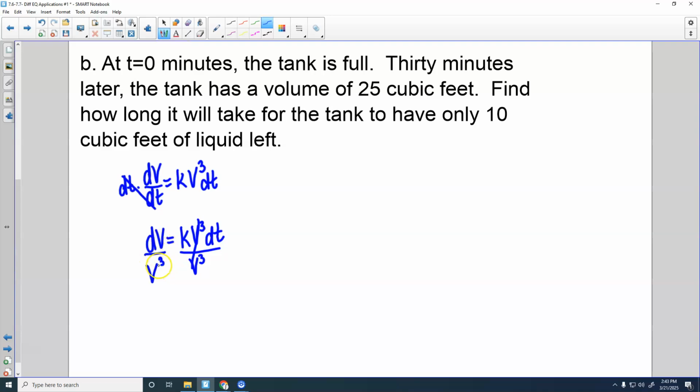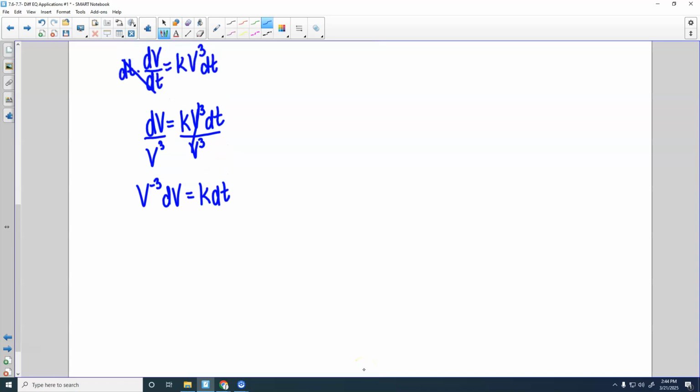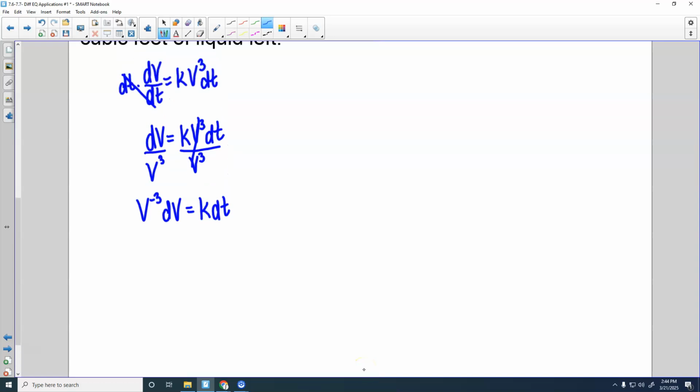So how else could I write dV over V cubed? V to the negative third dV would be beautiful. And then we've got K dt over here. It feels like K is a variable, but it's just a constant. So we just treat it like it's a 2 or a 7 or something there. So now we have our variables separated. Everybody good here?